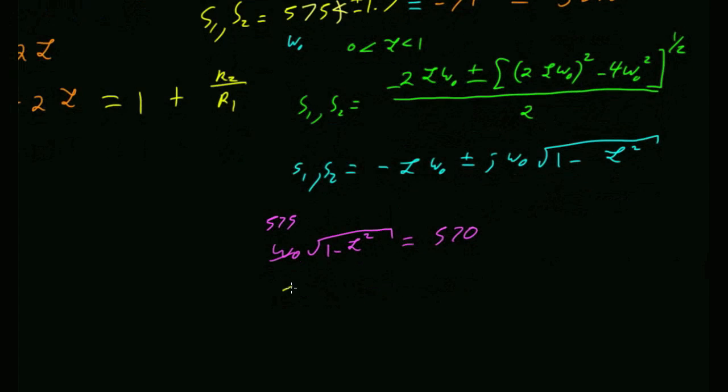So 570 over 575. I'm going to take that number and square it. Then I'm going to do 1 minus that number and take the square root of it. Okay. So I'm getting a zeta value of 0.13.